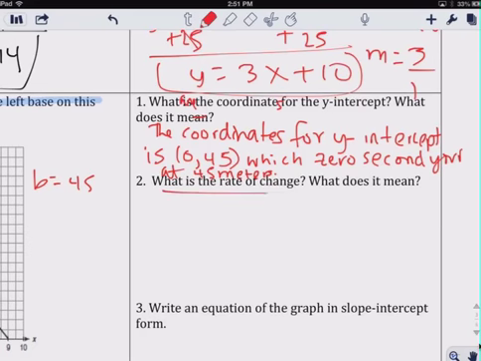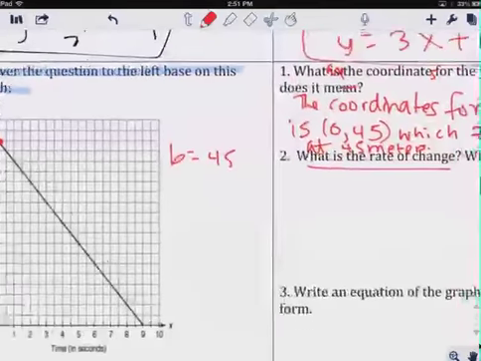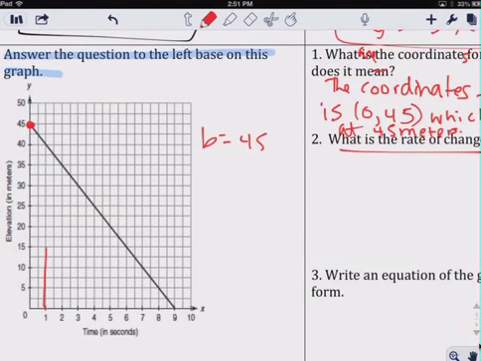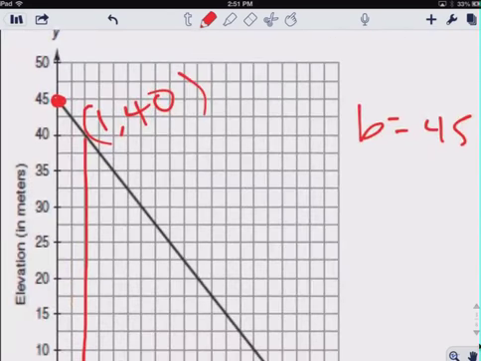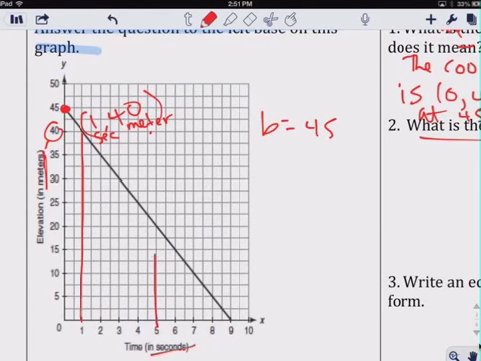Okay, what's the rate of change and what does it mean? Okay, we need to pick 2 points. We'll pick 1 and 40. This is 1 second and 40 meters. At 1 second, you went down to 40 meters. And the other one, let's do 5 and 20. That's a good one. 5 seconds and 20 meters.